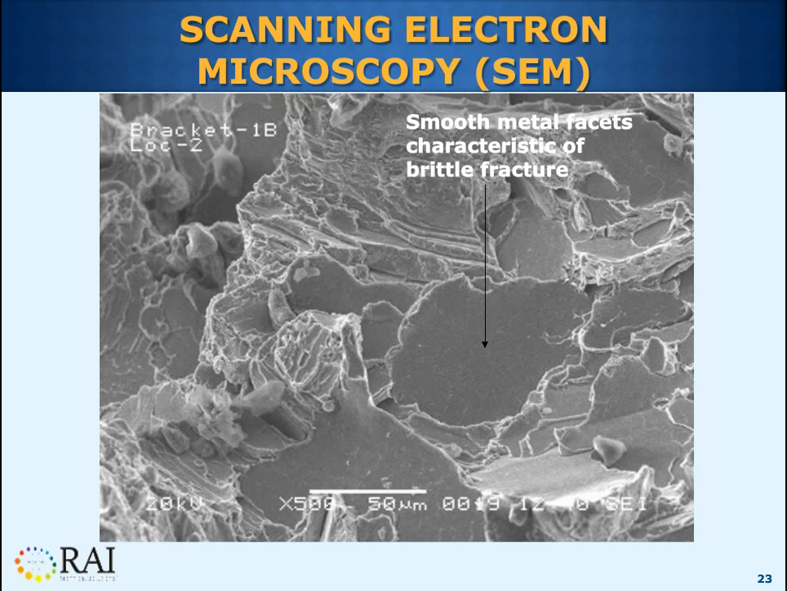And the significance of the brittle fracture is that it indicates that the handrail bracket failed instantaneously, probably by having too much weight on it.